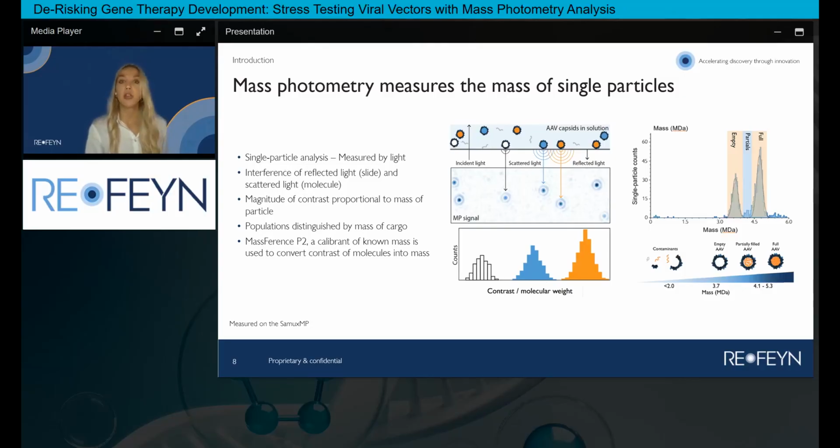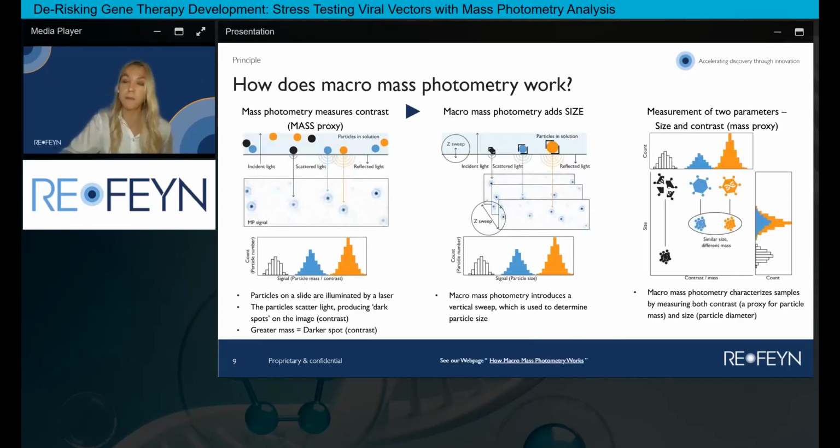So that contrast is directly proportional to mass, and to be able to convert it, we use our mass reference, a B2 calibrant of known mass, to convert contrast into mass. So in the case of AAVs, the output looks like the picture on the right-hand side, where we can measure the mass of the empty, partial, and full capsids and distinguish them clearly.